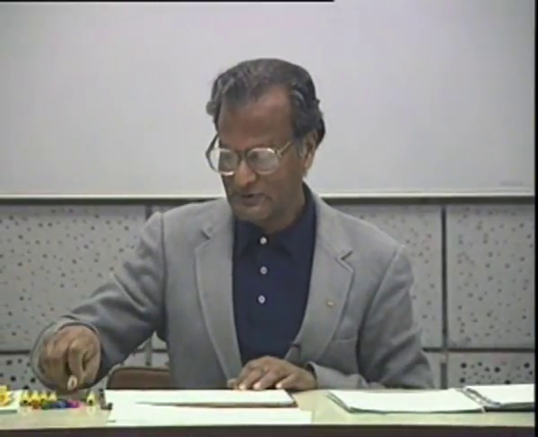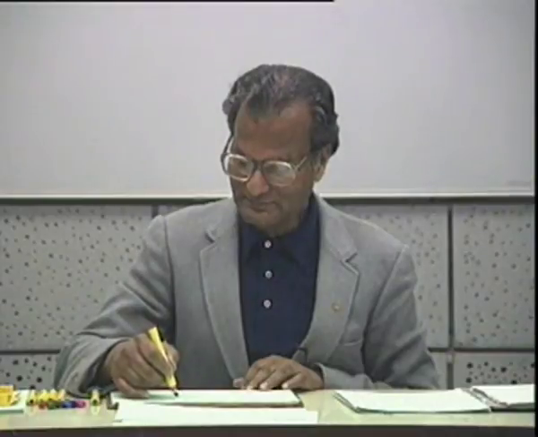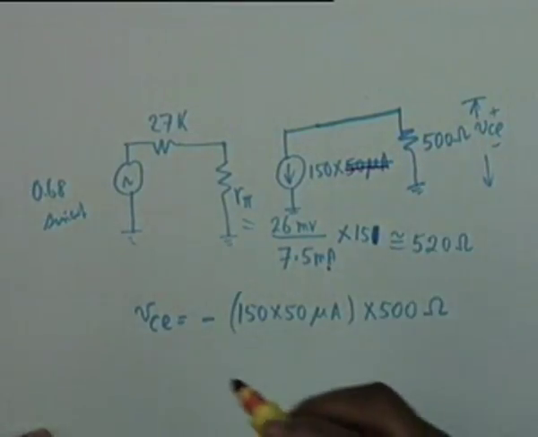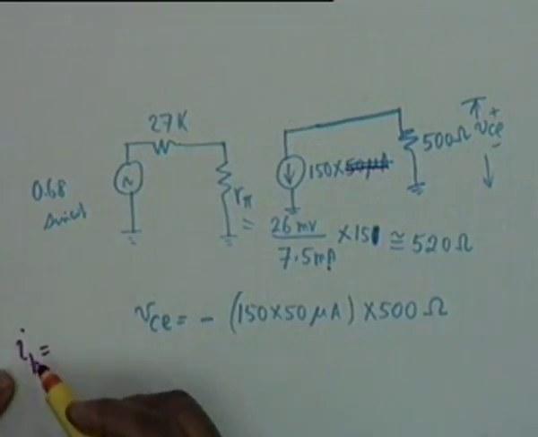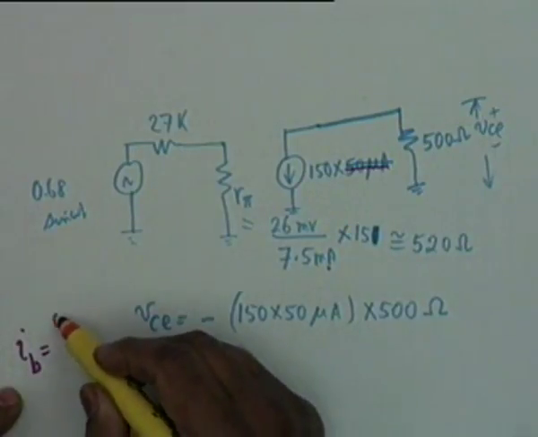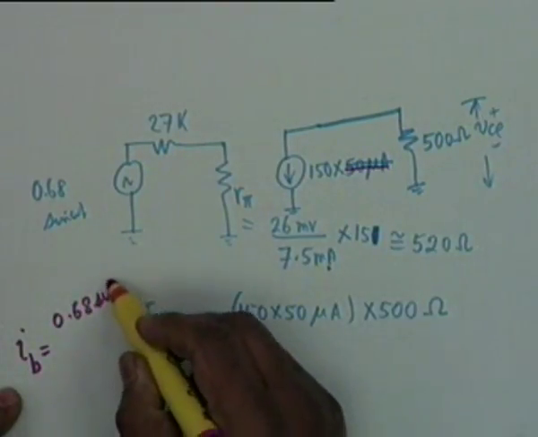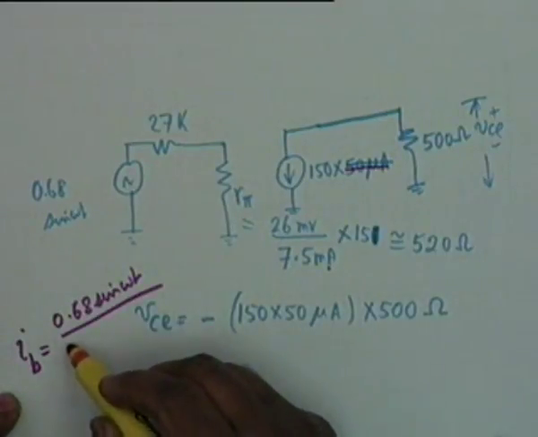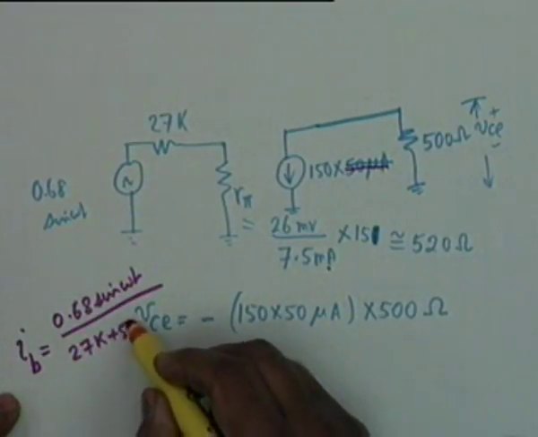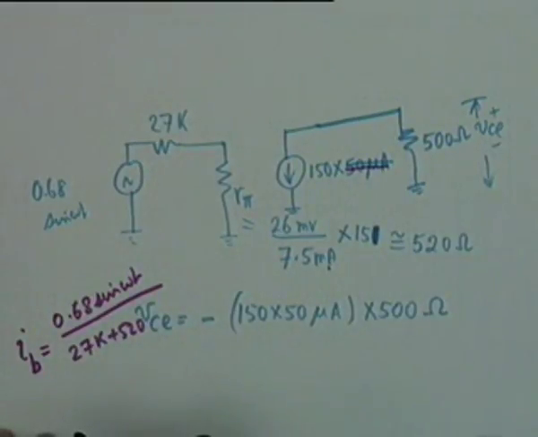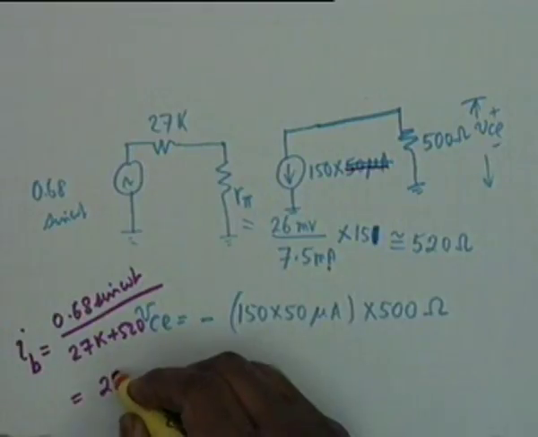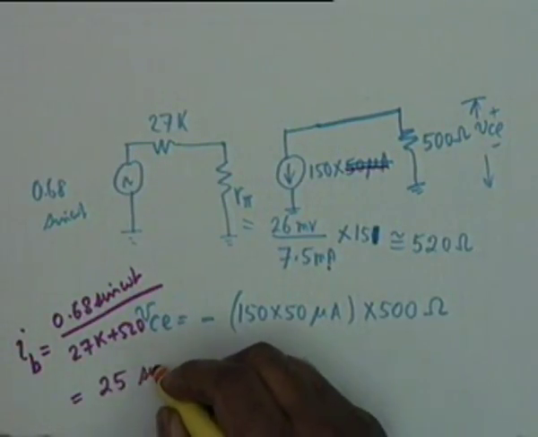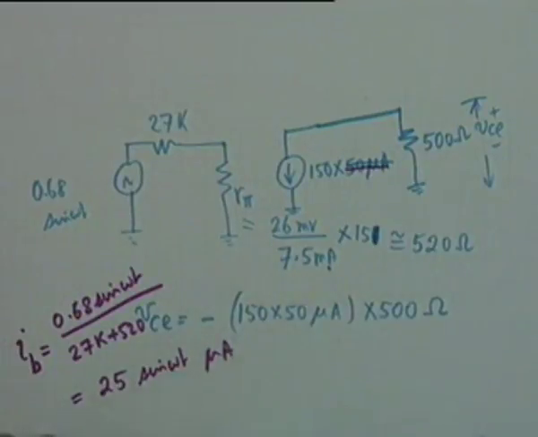Let me correct this. Do not agree with whatever I say. I must put here the AC value. Now what is the AC value? i sub b, small i subscript small b, is equal to 0.68 sine omega t divided by 27k plus 520 ohms. Correct? So you convert this 27 times 10 to the 3, add to 520, and the result is 25 sine omega t, so many microamps.